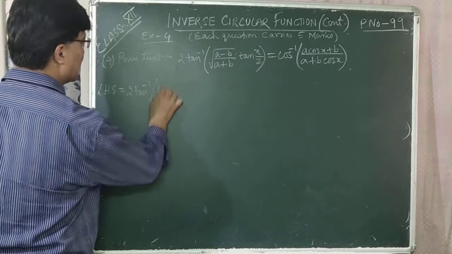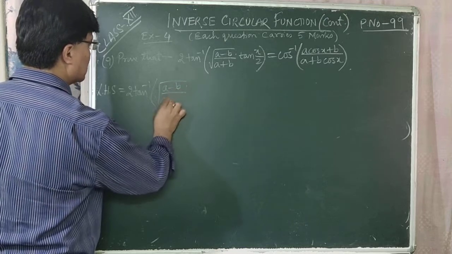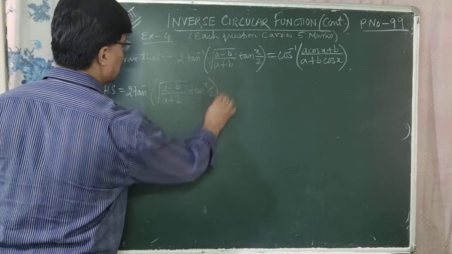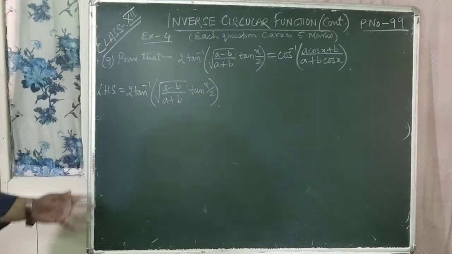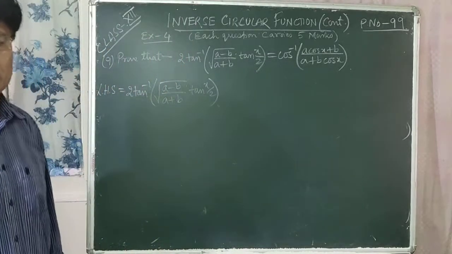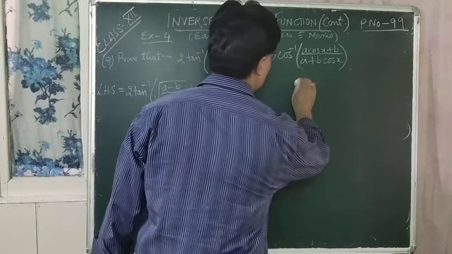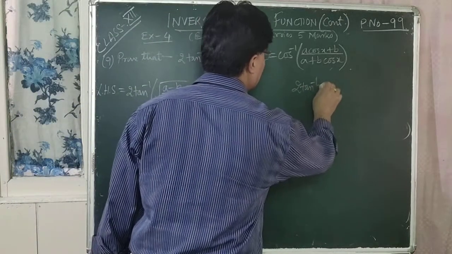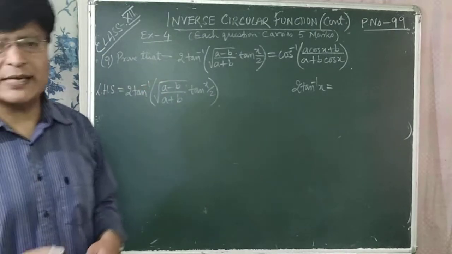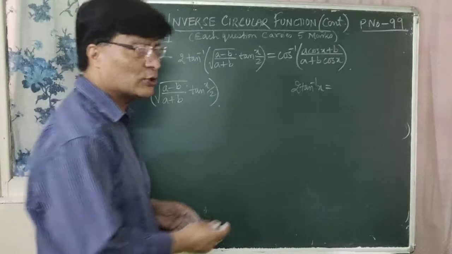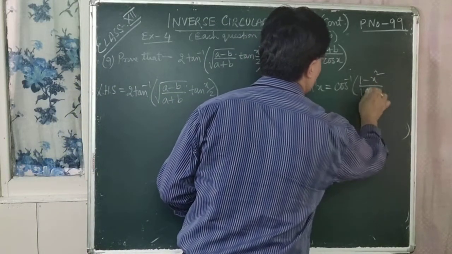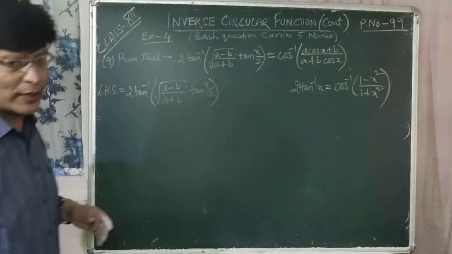2 tan inverse within bracket root under (a minus b) upon (a plus b), and this is your tan x by 2, right? So in this case you have to convert this expression in terms of cos inverse. That means you can write down the formula here. What is the formula that you can use here? 2 tan inverse x, since there is 2 here, isn't it? So let us use the formula for 2 tan inverse x in terms of cos inverse. What is it? You should know that. That is cos inverse (1 minus x square) upon (1 plus x square), right?